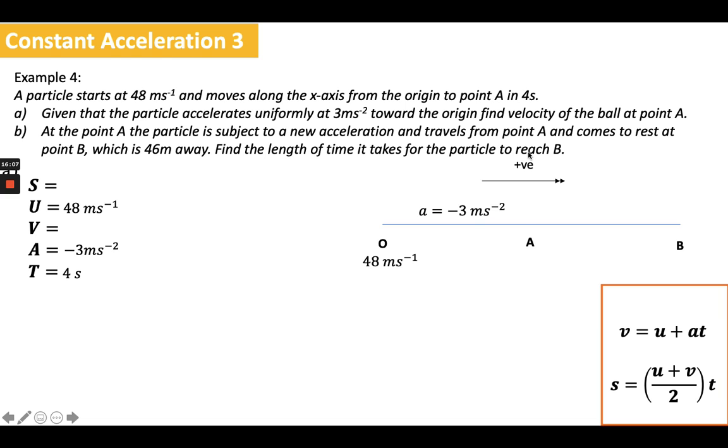It then asks me to find the velocity of the ball at point A, so I want to find V. Again, we'll get used to using these two equations quite quickly. I've got V equals U plus AT, and I'm going to write it, substitute, and solve, and I get V equals 36 meters per second. If you haven't followed exactly that, then please pause the video and do that calculation yourself just to double check it.